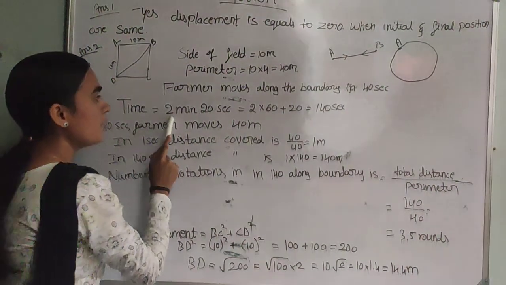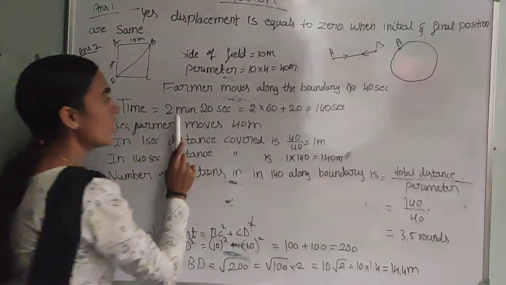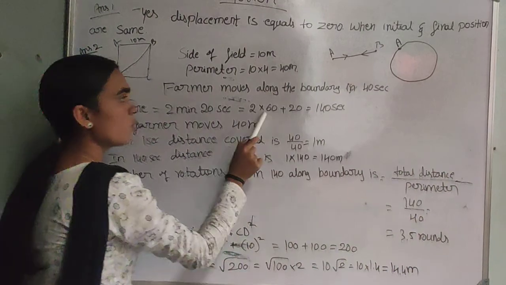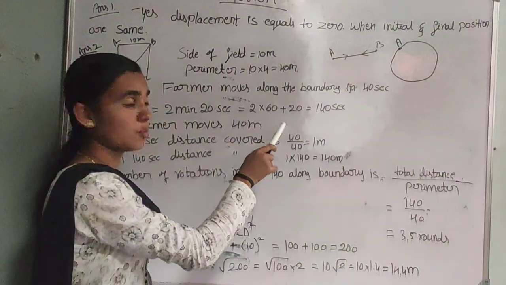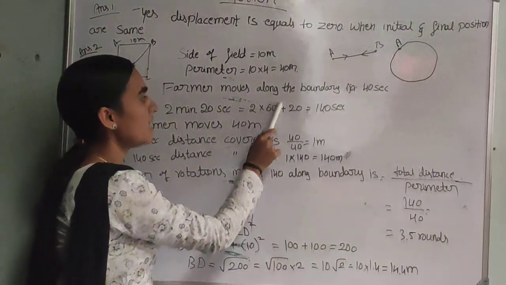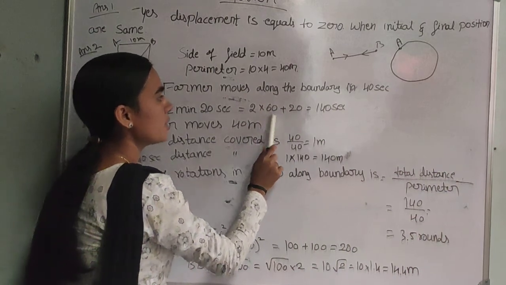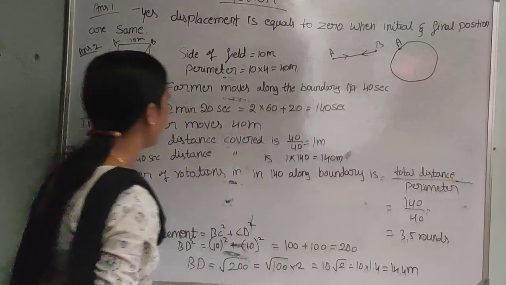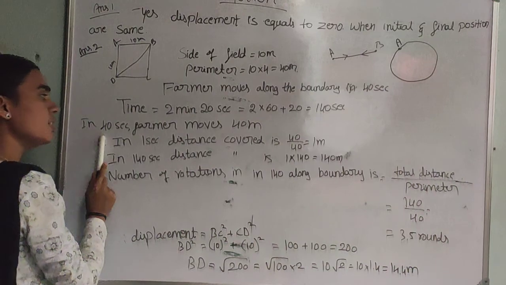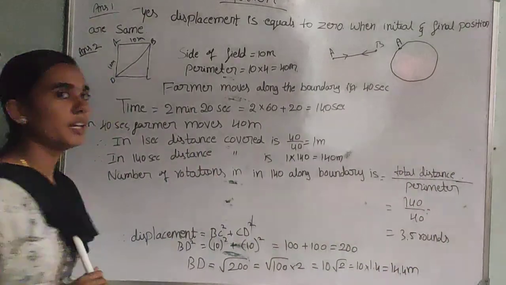Because of that, the 2 minutes and 20 seconds, whatever the minutes are there, we are going to convert in terms of seconds. Because of that we are going to multiply by 60 seconds. 2 into 60 plus 20, that is 140 seconds. In 40 seconds the farmer moves 40 meters.